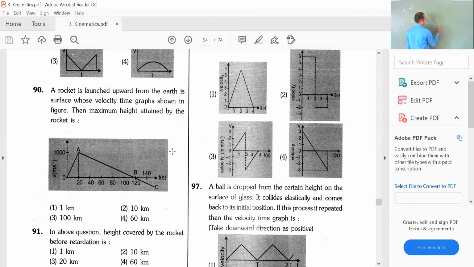140 seconds is also given, and this is the time. Now what do we want? The remaining values 40, 60, 80, 100 are not required. What we want: a rocket is launched upward from the Earth's surface, whose velocity-time graph is shown. The maximum height attained by the rocket is? What is the maximum height it can attain?